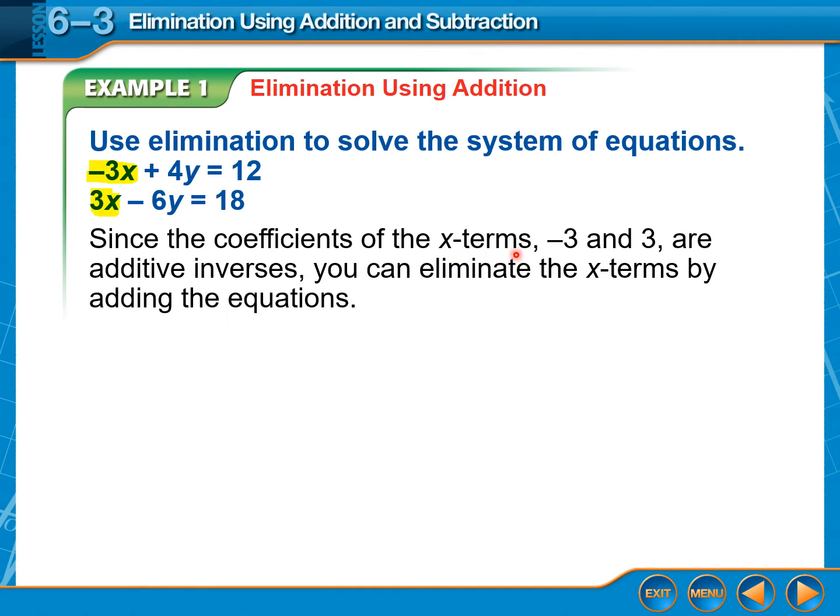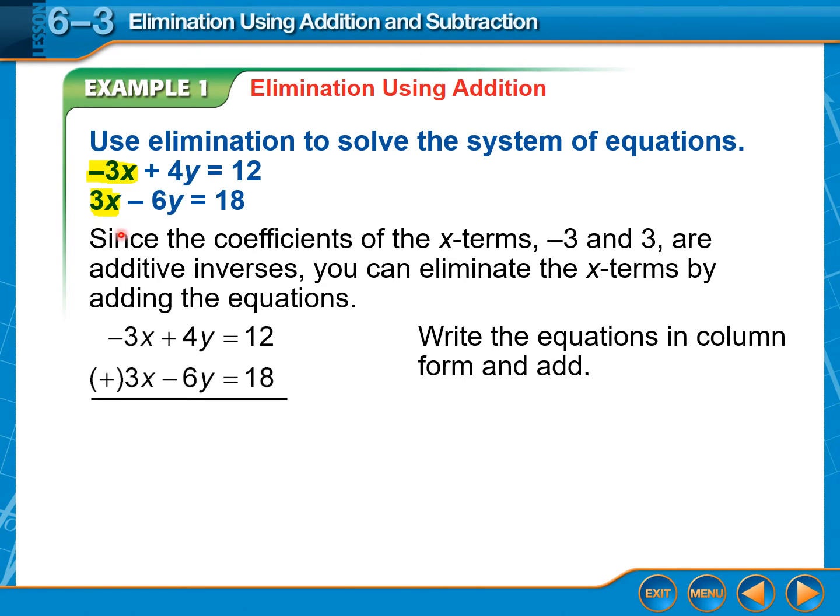Since the coefficients of the x terms, negative 3 and positive 3, are inverses, we can use elimination by adding equation 1 with equation 2. So I take equation 1, negative 3x plus 4y equals 12, and add it to my second equation, 3x minus 6y equals 18. When we add those equations, we add everything in equation 1 with everything in equation 2 and see what's left over. The first thing I want to do is write each of those equations so that they're lined up in a column: negative 3x plus 4y equals 12, and 3x minus 6y equals 18.